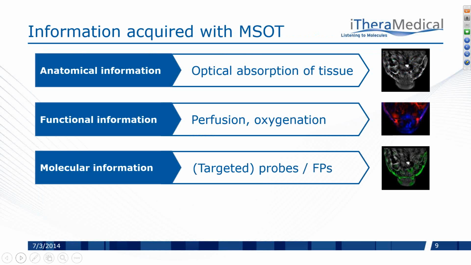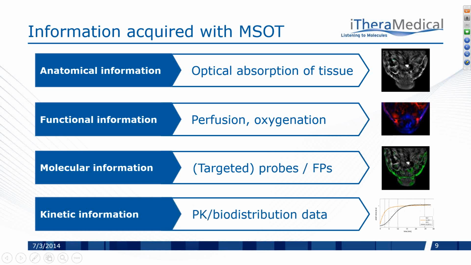Now, if we do use contrast agents, we can actually achieve molecular information, for example, by using targeted probes or fluorescent proteins. And lastly, and the topic of most of this presentation, we can get kinetic information. We can look at the pharmacokinetics of dyes, and we can look at biodistribution analysis in high detail.